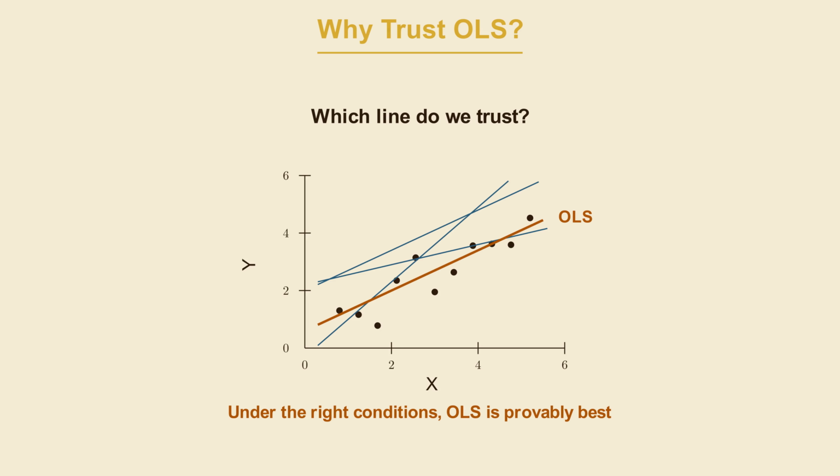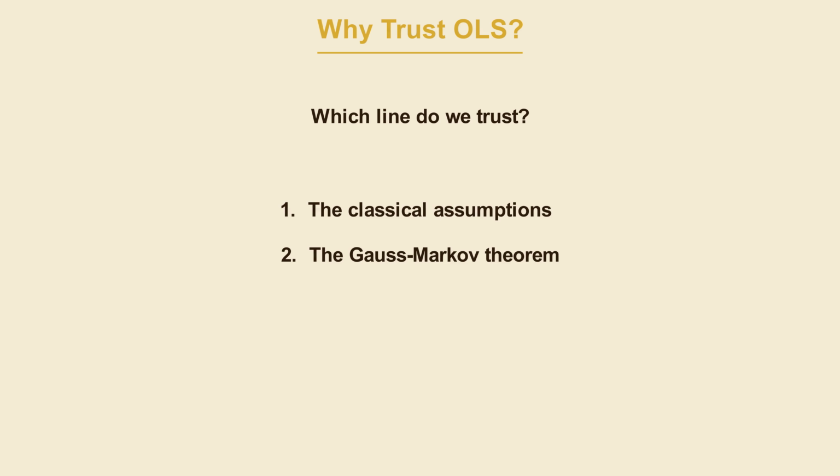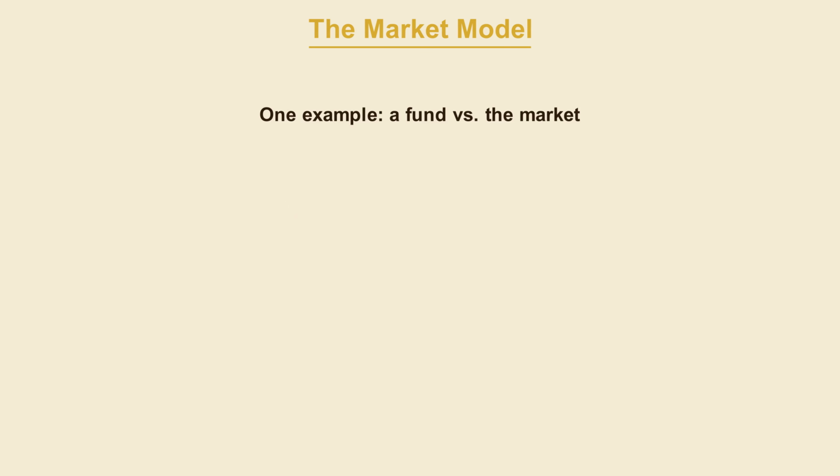The answer is that under a specific set of conditions, OLS isn't just a reasonable choice, it's actually provably the best choice. Those conditions are called the classical assumptions, and the result that makes them matter is called the Gauss-Markov theorem. To understand what these assumptions are and why they matter, let's anchor all of this into one example and keep coming back to it.